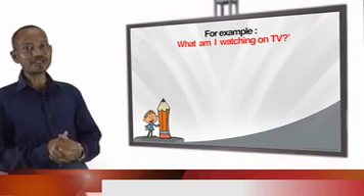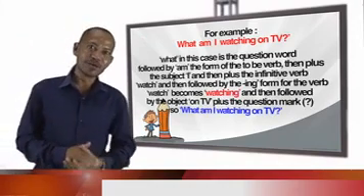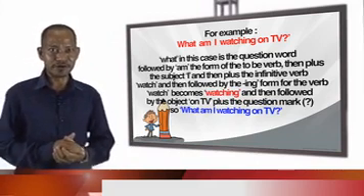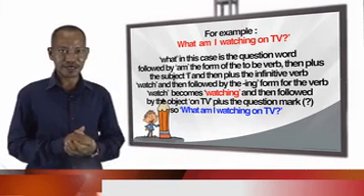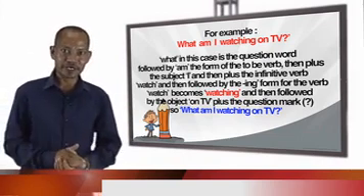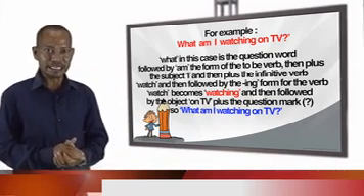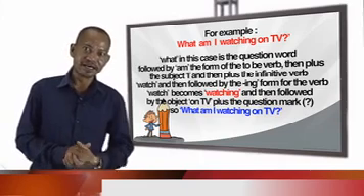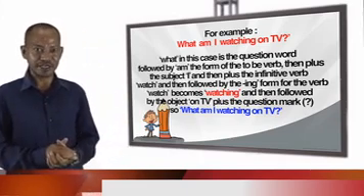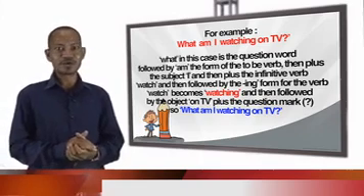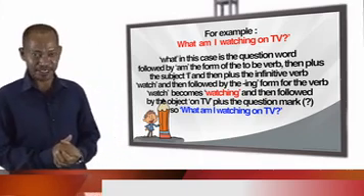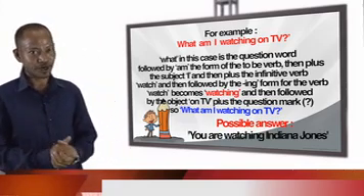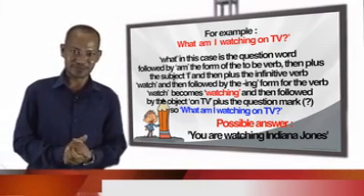What am I watching on TV? Where what in this case is the question word, followed by am, the form of the to be verb, and then plus the subject I, and then plus the base form of the verb watch, followed by the ing form, where the verb watch in this case becomes watching, and then followed by the object on TV plus the question mark. So, what am I watching on TV? Also, the possible answer to the question is, you are watching Indiana Jones, for example.